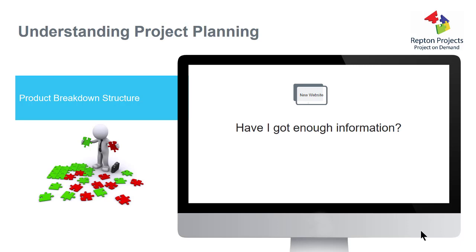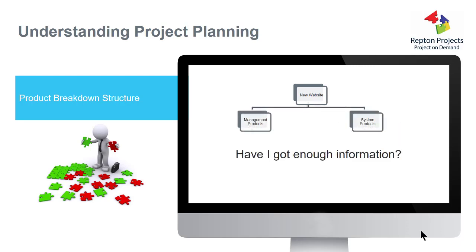So how we build the product breakdown structure is via a series of iterations. Iteration 1 is obviously, I need a website. So I ask myself, have I got enough information? And hopefully you'll agree with me by saying absolutely not. So I need a second iteration in order to break down my website into its constituent parts. As we mentioned a bit earlier, I can break them down into the management products and the system products. Yet again, have I got enough information?